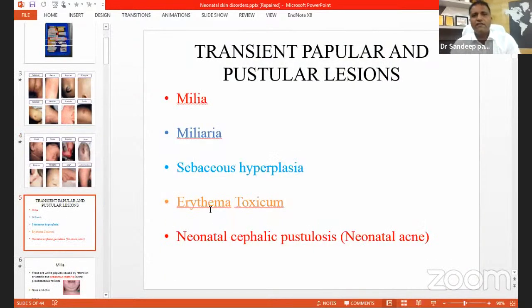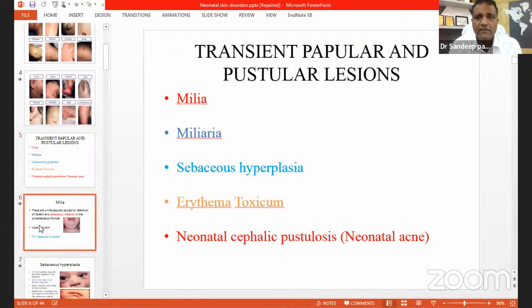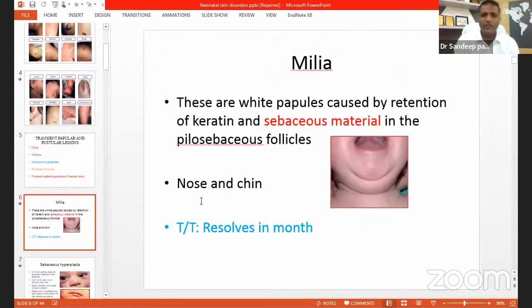Now we are going to see the transient papular and pustular lesions under the following heads: milia, miliaria, sebaceous hyperplasia, erythema toxicum, and neonatal cephalic pustulosis. We are going to discuss this by seeing photographs. This is a lesion where you can see white papules present, more common on the chin, and they are more common on the nose tip also.